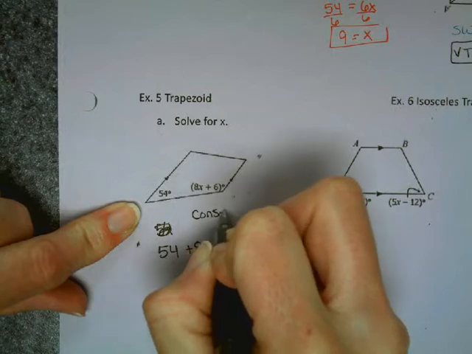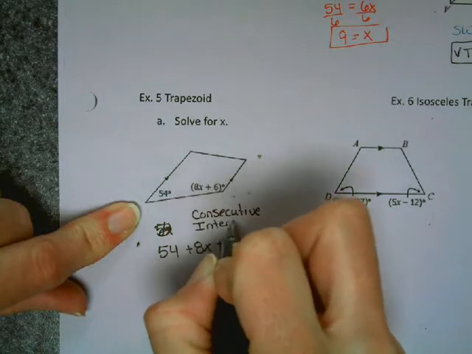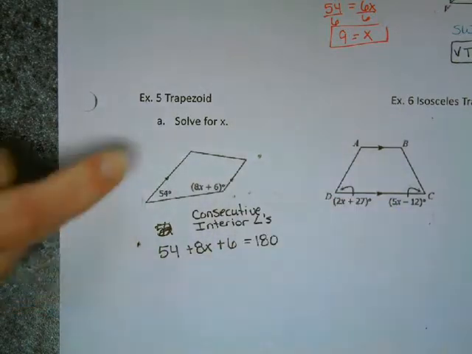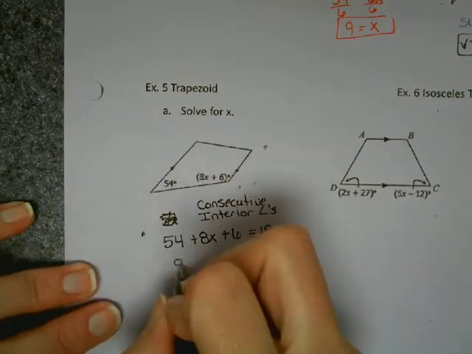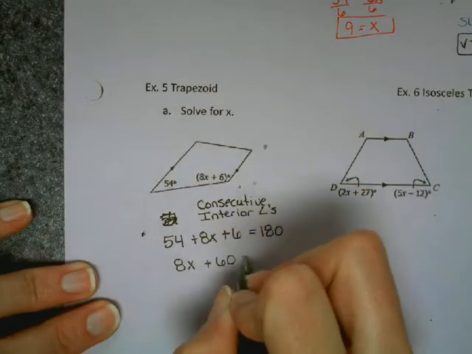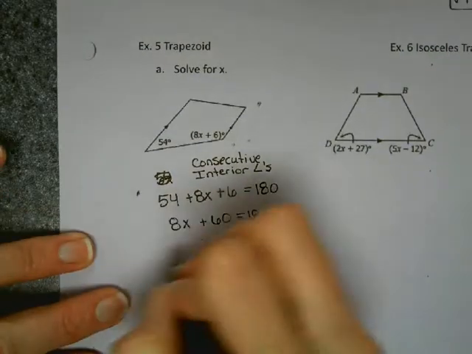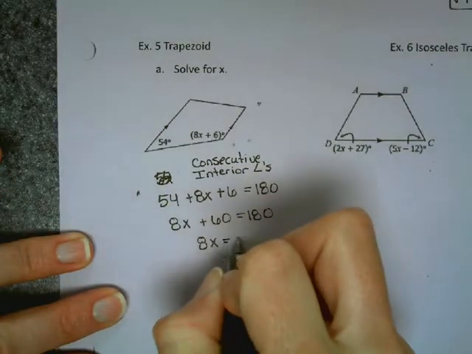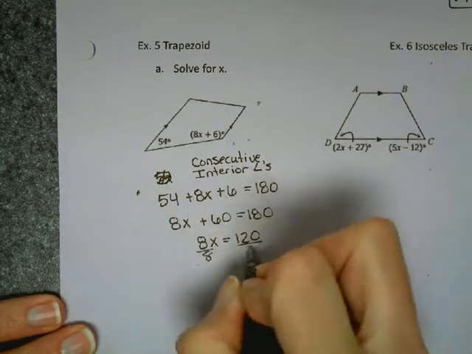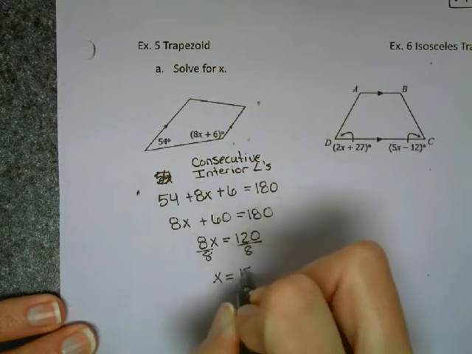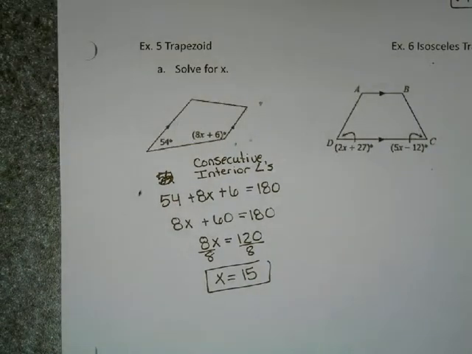These are called consecutive interior angles. We learned about those in Unit 1. When you have two parallel lines, the angles between them are consecutive interior. So I have 8x plus 60, combine my like terms. Remember, you can pause the video if I start writing too fast. Or pause the video, see if you can solve it. Okay, then I'm going to divide. So x equals 15. Go back, what does it say? It says solve for x, so I'm done with that question.